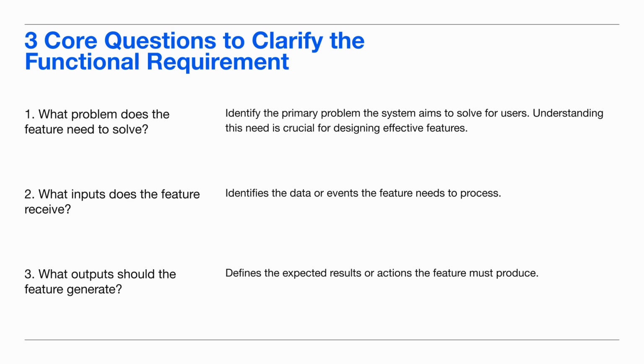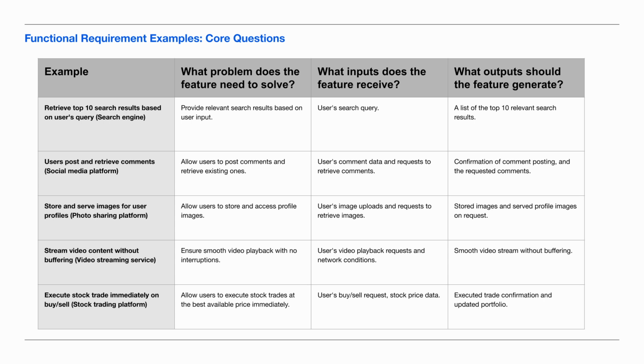2, what inputs does the feature receive? This is going to identify what data or events the feature needs to process. 3, what output should the feature generate? This defines the expected results or actions the feature must produce. Let's go over some examples answering those 3 core questions to clarify the functional requirement.